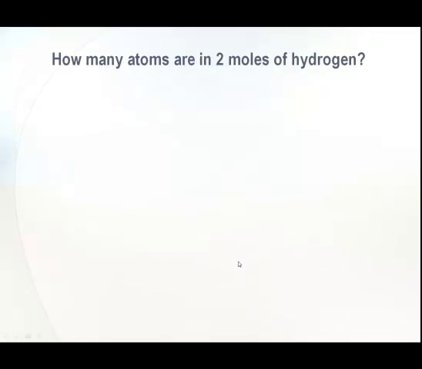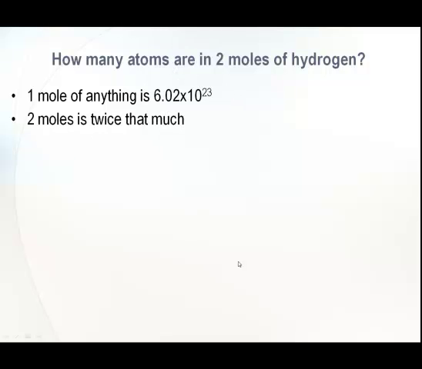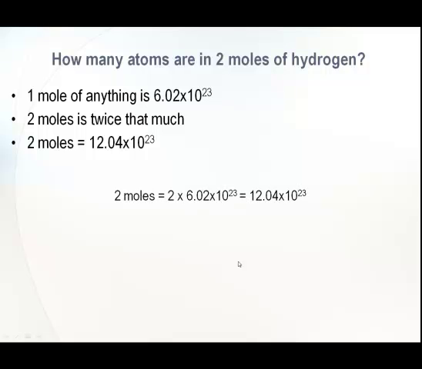Next, how many atoms are in 2 moles of hydrogen? Again, 1 mole is 6.02 times 10 to the 23rd. 2 moles is twice that much. So 2 moles is going to be 12.04 times 10 to the 23rd. Again, 6.02 times 2 makes 12.04. So 2 moles is equal to 2 times 6.02 times 10 to the 23rd, which is equal to 12.04 times 10 to the 23rd.